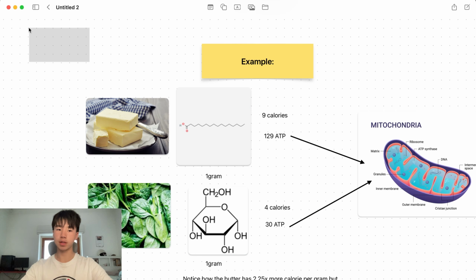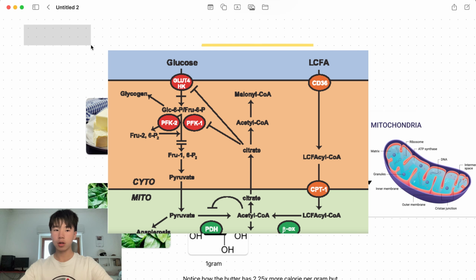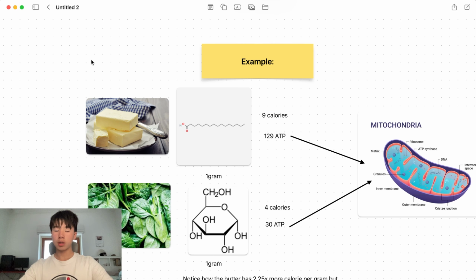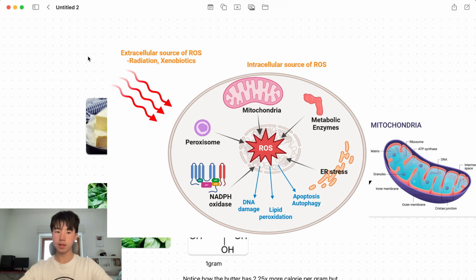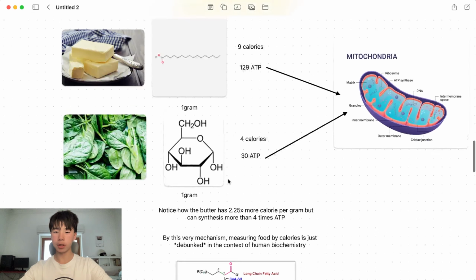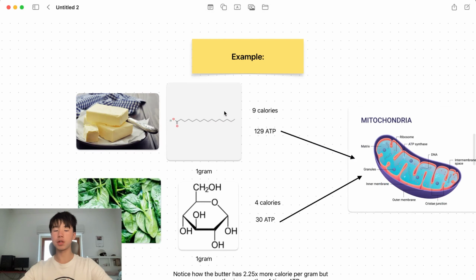That's what the Randle cycle tells us. The Randle cycle is a process where oxidation of glucose and fat inhibit each other. When you're taking in a large amount of glucose and fat, they inhibit each other, and it basically causes oxidative stress and inflammation throughout the body. So you basically have to choose between fat and sugar.